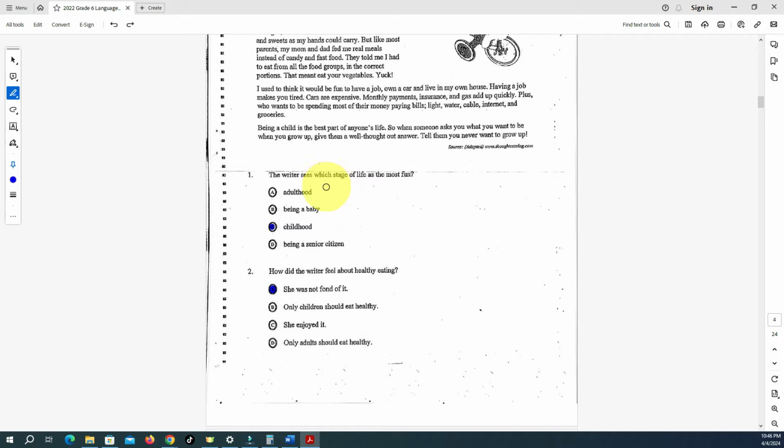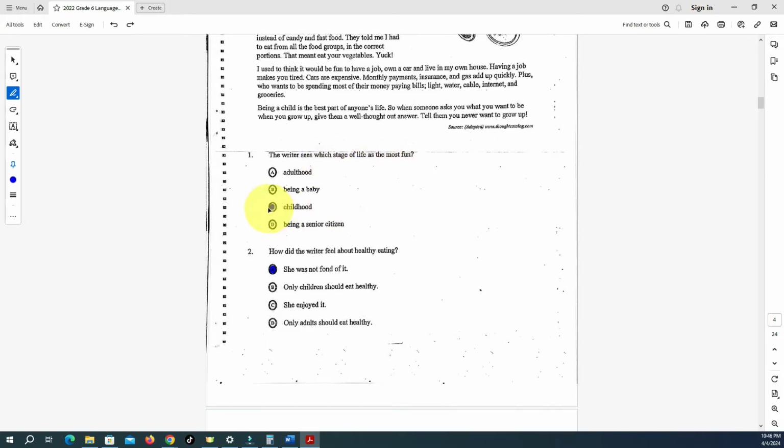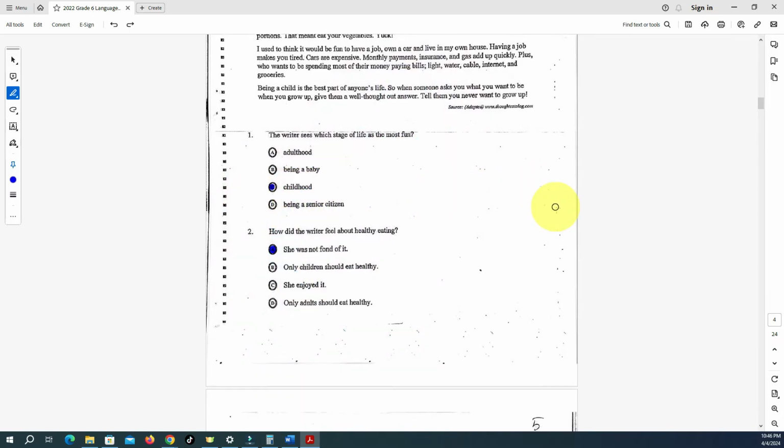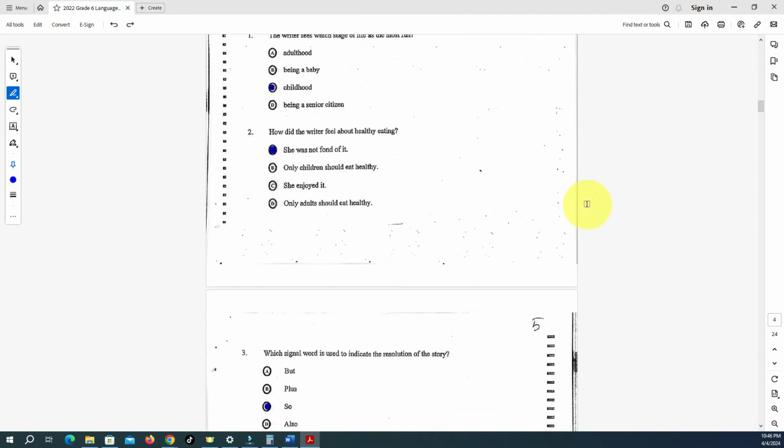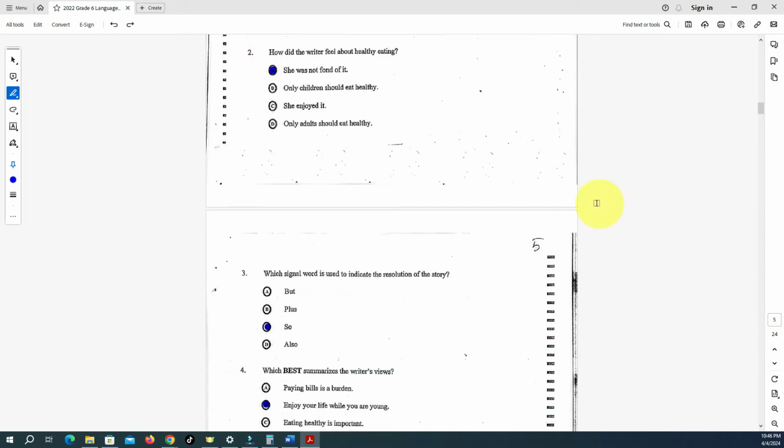Number 1, the writer sees which stage of life as the most fun? Of course, that would be childhood, right? So I've already selected an answer for that. Number 2, how did the writer feel about healthy eating? She was not fond of it, right? So I selected A, I'm sorry, for 2.